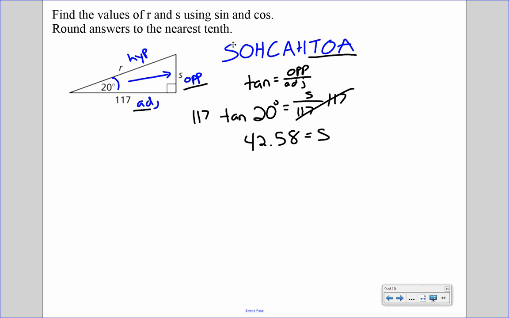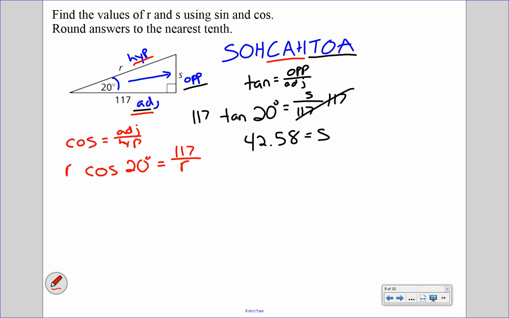Now we still have to solve for our r, for our hypotenuse. So we go back to our triangle. So r is our hypotenuse, and they give us our adjacent. So we're looking for a trig function that uses adjacent and hypotenuse. We go back to our shortcut, SOH CAH TOA. We know that this is our cosine. So the cosine equals the adjacent over the hypotenuse. So we know that the cosine of 20 degrees equals our adjacent side, which is 117, over our hypotenuse r.